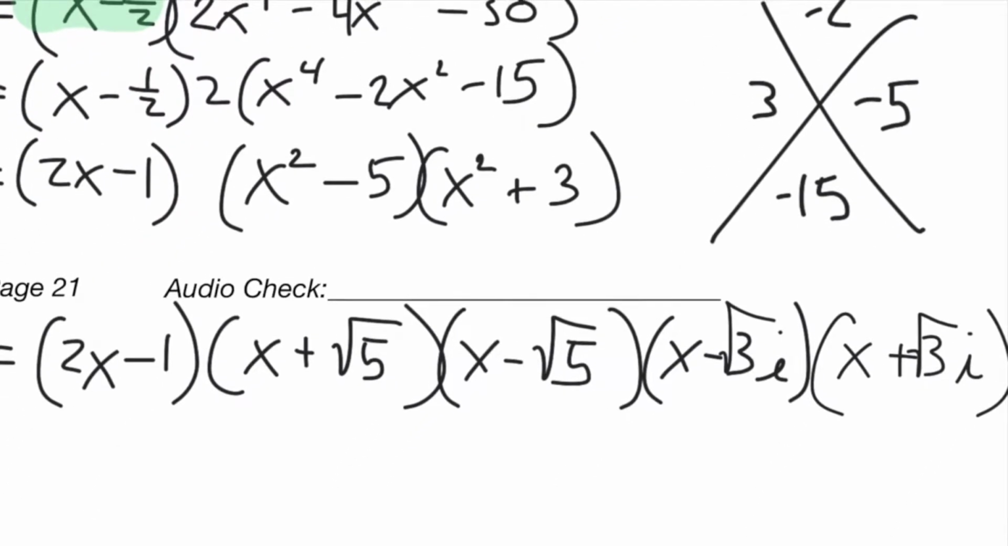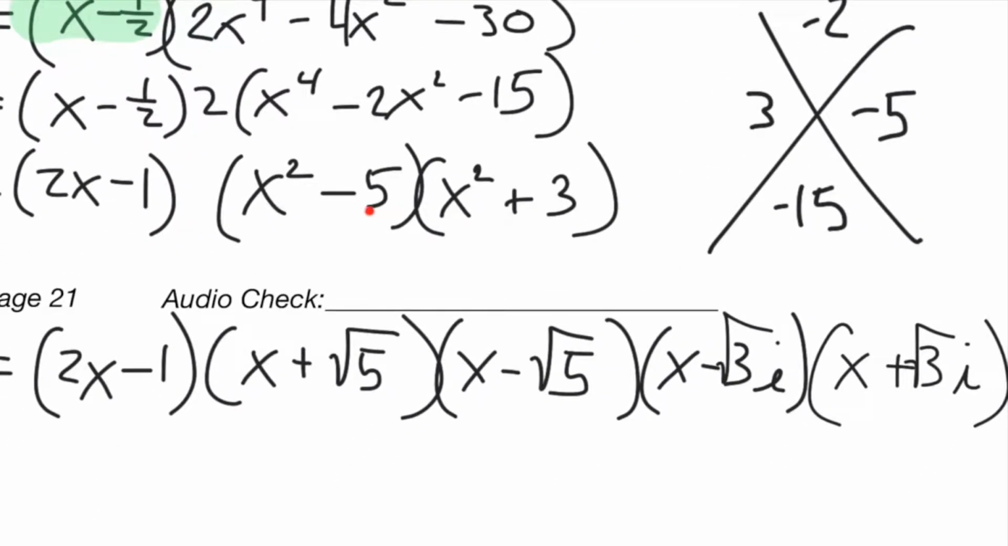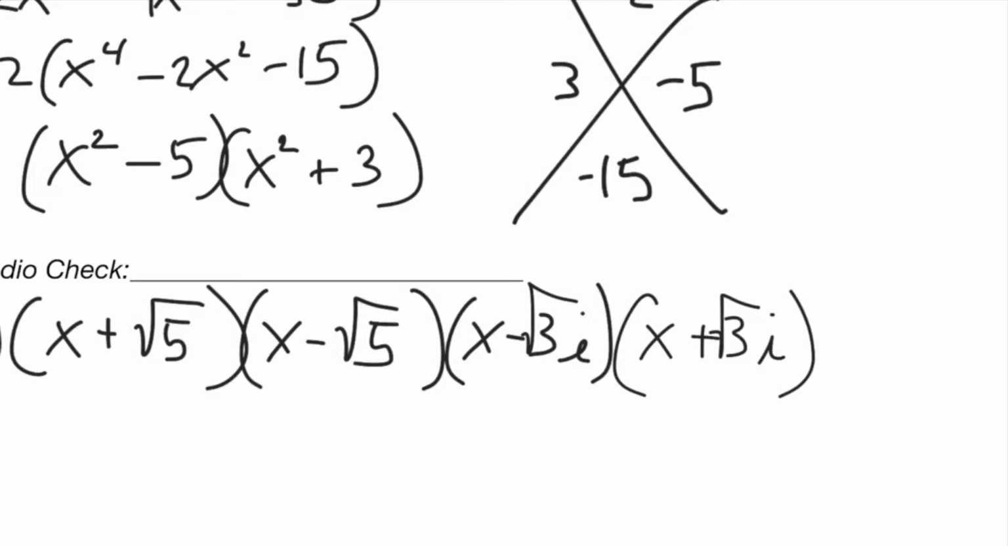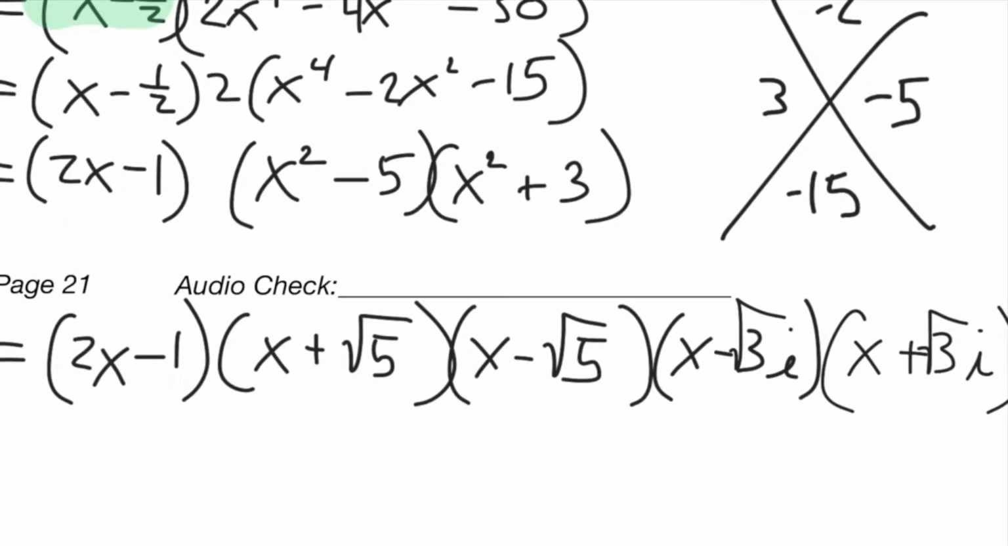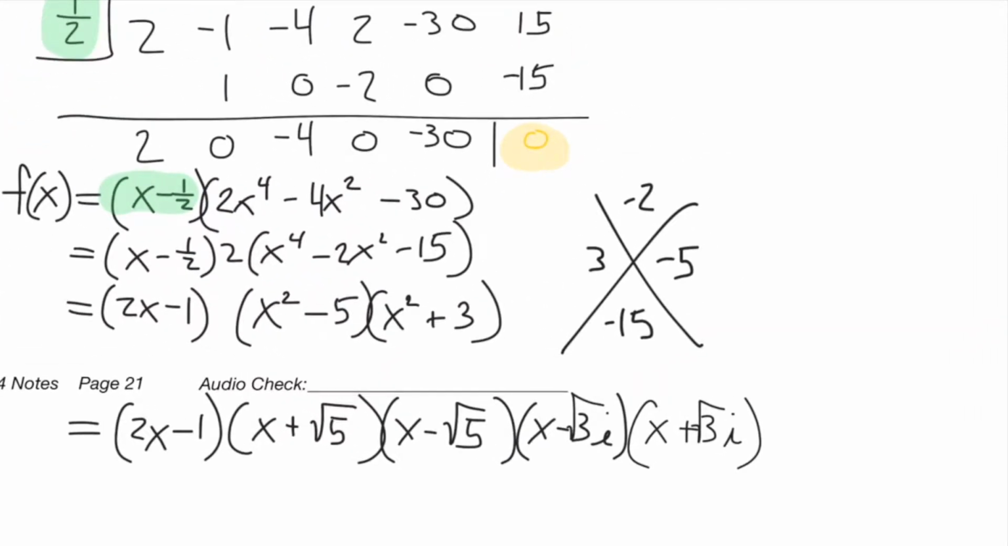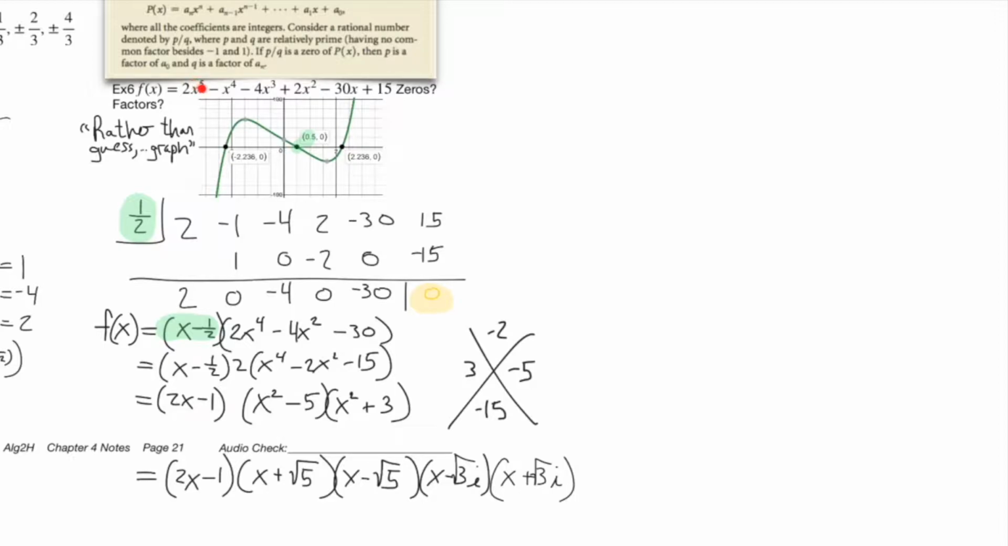Continuing to factor, this is the difference of squares. So it would be x plus square root of 5 and x minus the square root of 5. And then here, we'd get the same thing: x plus the square root of 3i, x minus the square root of 3i. And those are our factors. This polynomial now has 1, 2, 3, 4, 5 factors, as expected, because it has a degree of 5.